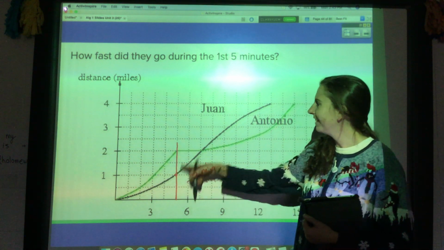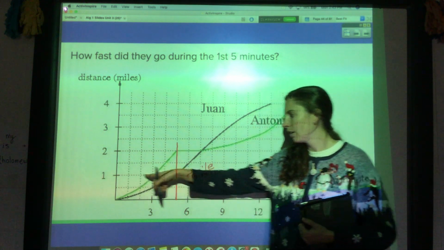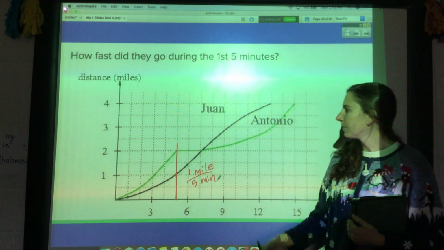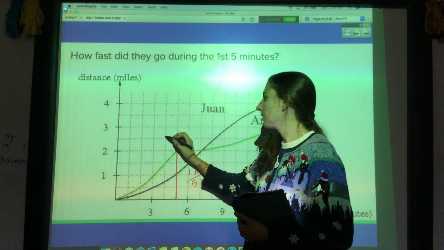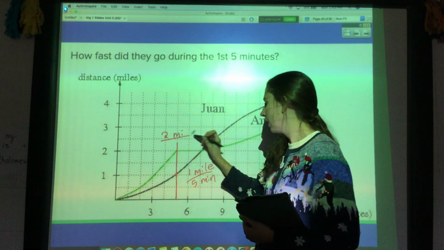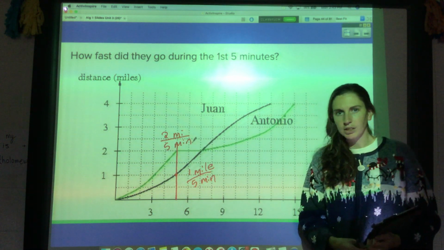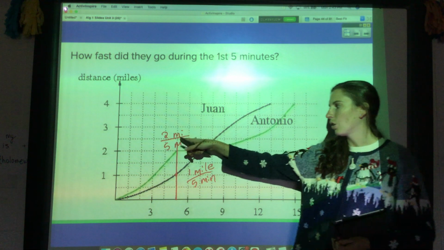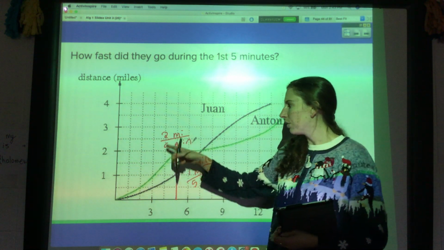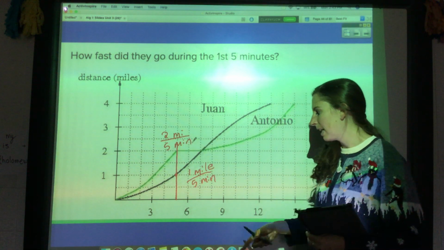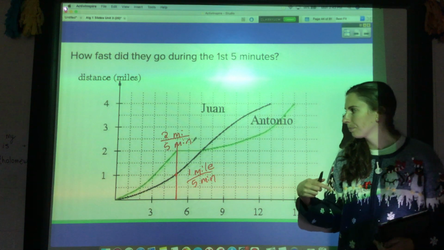Sorry, that's Juan. Juan went 1 mile in 5 minutes, whereas Antonio, the green one, went 2 miles in 5 minutes. What I basically just calculated is their speed, distance over time. And so this one would be like 0.4 miles per minute, and 1/5 mile per minute, 0.2.